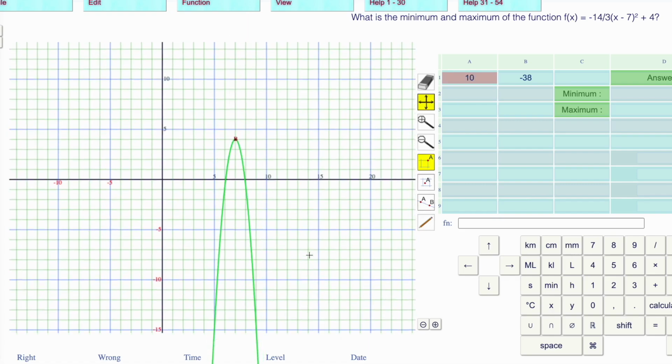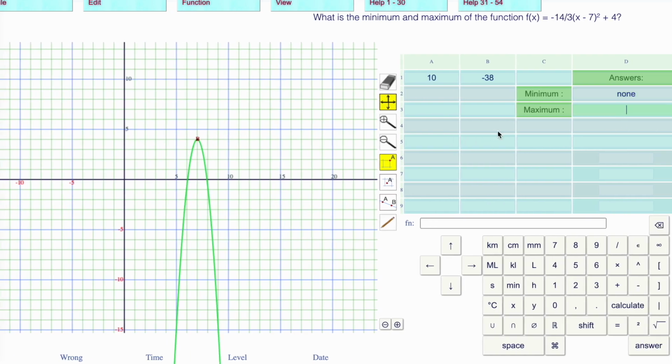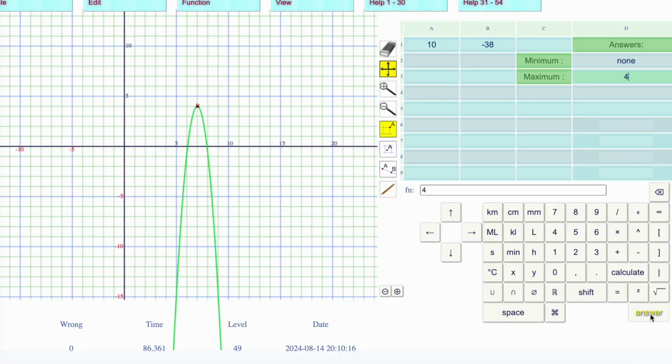This is what your parabola looks like. It has a vertex at 7, 4. It's opening down. It has a maximum, but it doesn't have a minimum. The minimum is none. The maximum is positive 4. And then we press answer to see if we're right.